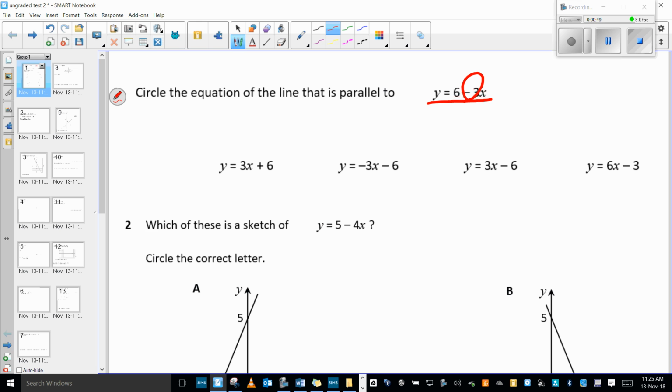Does this one have a gradient of negative 3? No. Is this? No. How do we know that? It says negative 3. Where? Okay, so it's the number in front of the x. So that's your one that's parallel. Yes?